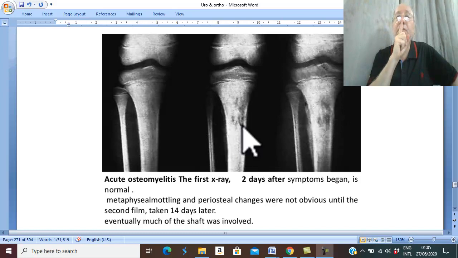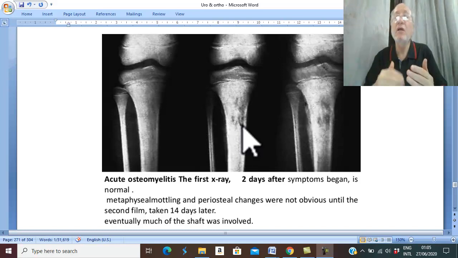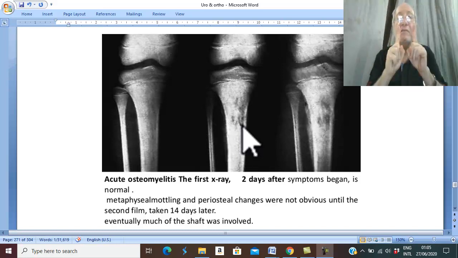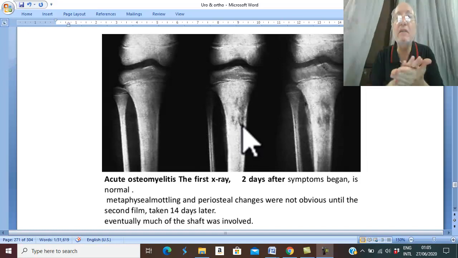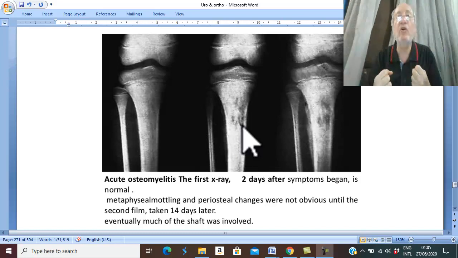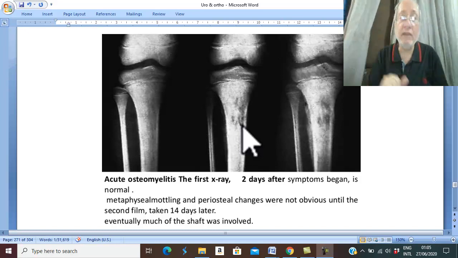If you suspect osteomyelitis, treatment should be started immediately. Never wait for the results of investigations, the result of X-ray, the result of MRI. If you suspect, this is a surgical emergency. Start treatment by immediate hospitalization, and general treatment and local treatment.